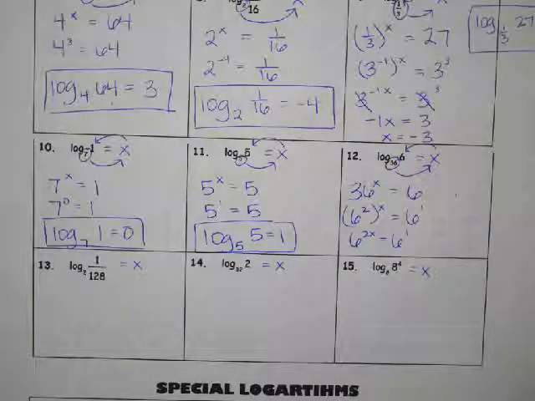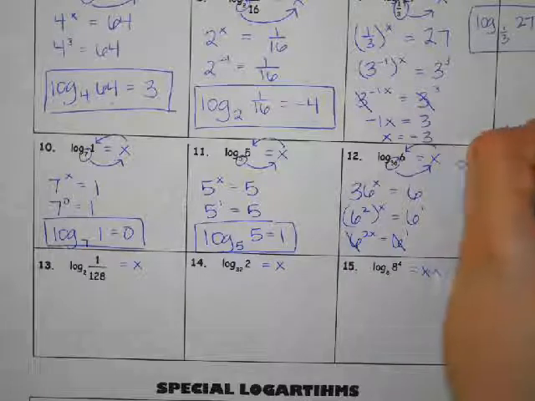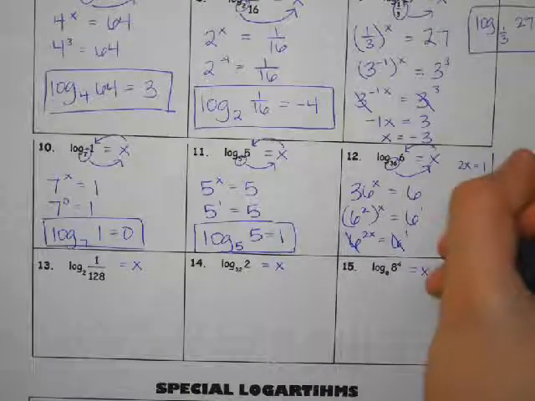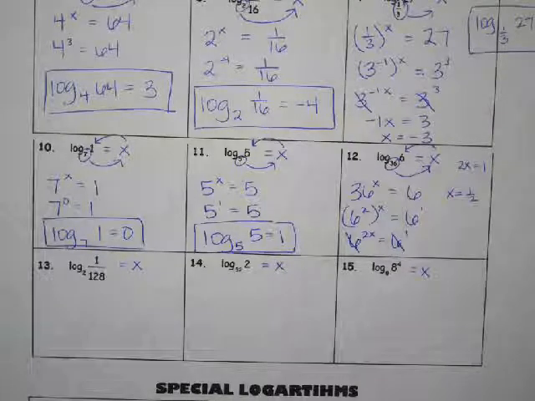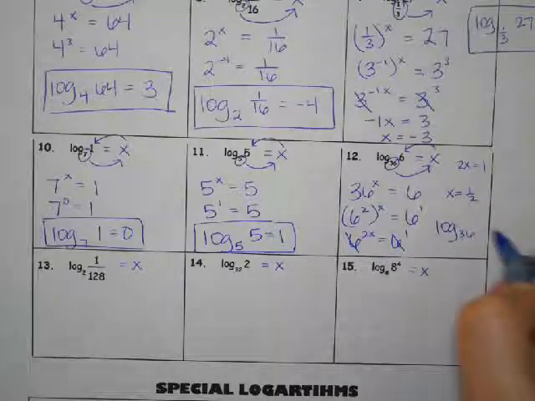And then what can we do from there? Cross out the 6's. You get 2x equals 1. Divide by 2, x equals 1/2. Should I box that, x equals 1/2? It'd be log 36. We're not doing this now.